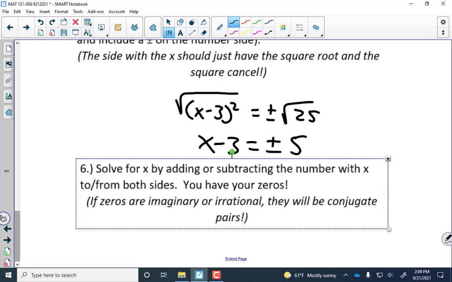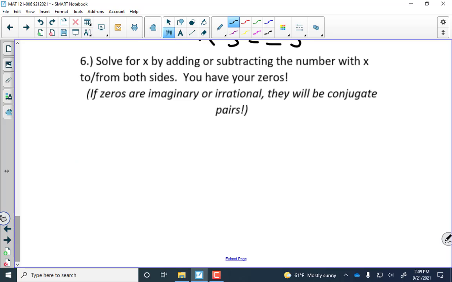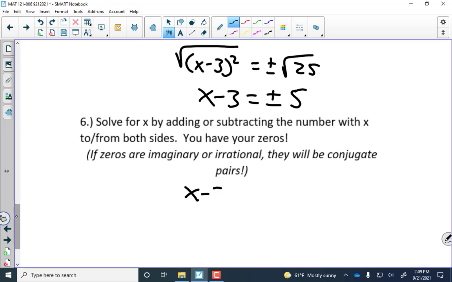Solve for x by adding or subtracting the number with the x to or from both sides. You'll have your zeros. If the zeros are imaginary or irrational, which they're not in this case, they will come in pairs, conjugate pairs. Either way, though, what we have, everyone, is x minus 3 equals plus or minus 5, which becomes x equals 3 plus or minus 5, because I add the 3 to both sides.